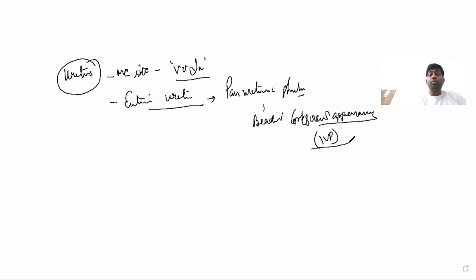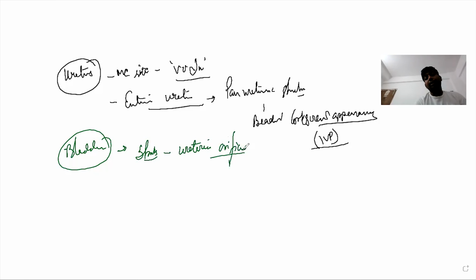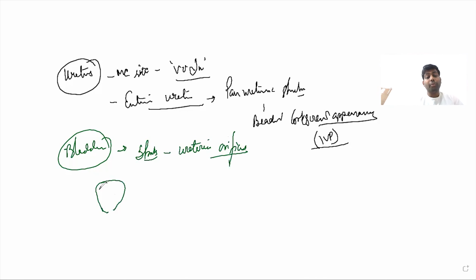Now let us talk about what happens in the bladder. It starts at the ureteric orifices. The first thing to be involved in the bladder are the ureteric orifices. But overall, the most common site of involvement of the bladder is the dome of the bladder. The first site of involvement is the ureteric orifices, and the most common site of involvement is the dome of the bladder.